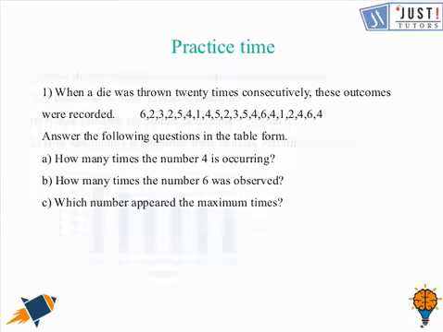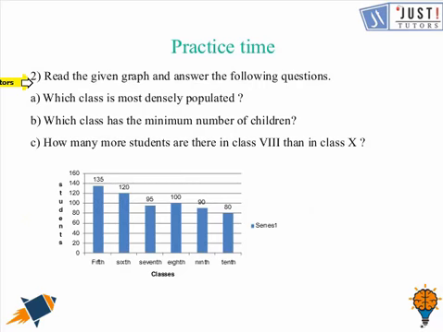Let's move to the next question. Read the given graph and answer the following questions. Which class is most densely populated? The class that has got the longest vertical bar is most densely populated, which is class 5th. Let's come to the B part. That says which class has the minimum number of children. The bar which is the smallest would be the minimum number, and that is class 10th. And for the part C, how many more students are there in class 8th than in class 10th? That is 100 take away 80, which is equal to 20. So there are 20 more children.